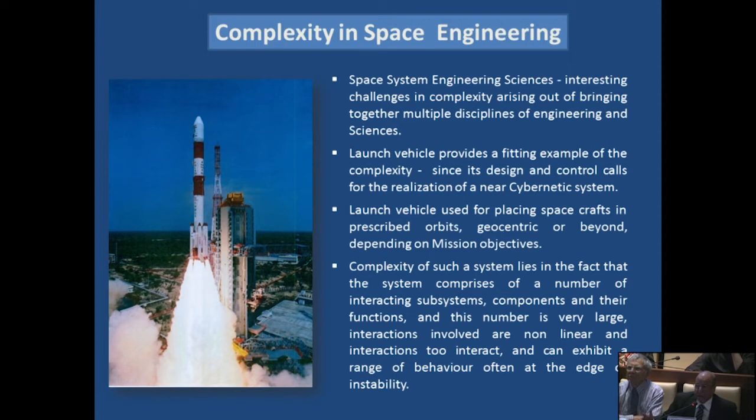It could be a communication system, it could be an Earth observation system, it could be a scientific mission, and depending on that, put it in orbits like geosynchronous orbits, polar orbits, inclined orbits or equatorial orbits. So these are the mission objectives with which the launch vehicle is used for placing a variety of satellites.